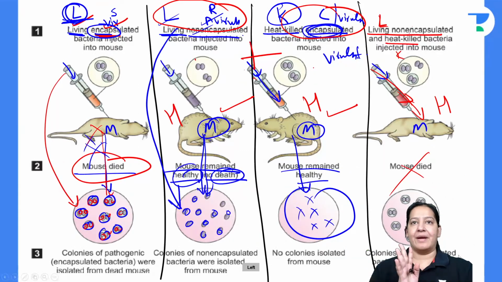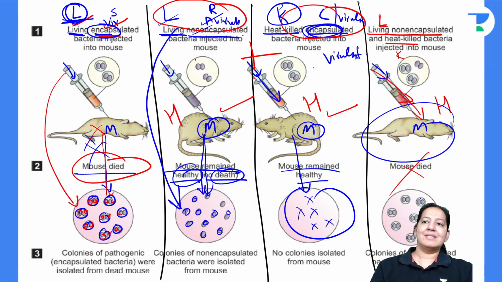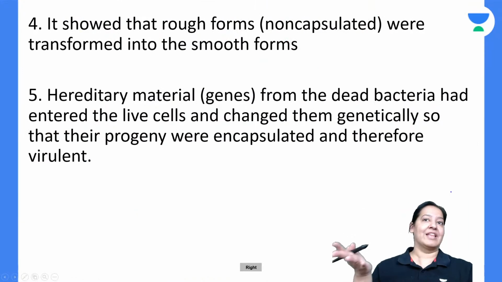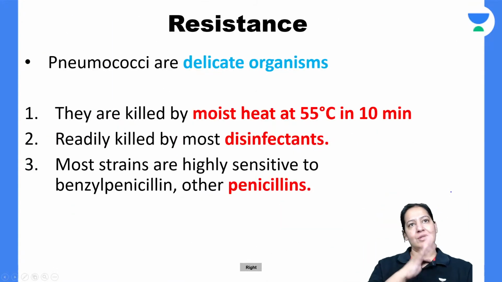So that is the Griffith experiment. In the fourth mice, you can see live capsulated ones in the blood. What you are injecting, you are getting some other thing in the blood. So transformation takes place. The same thing is written.